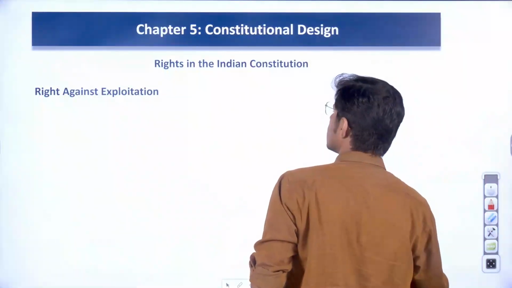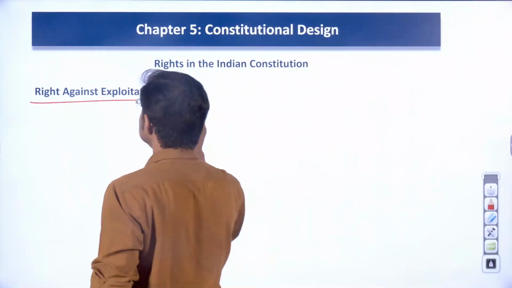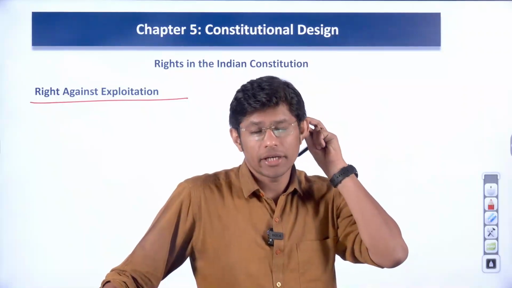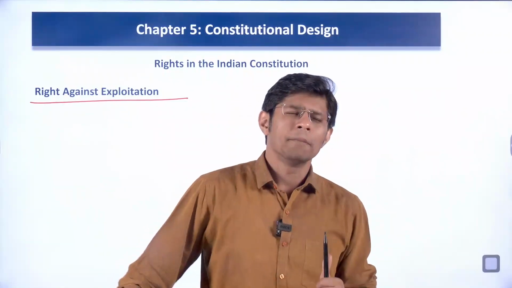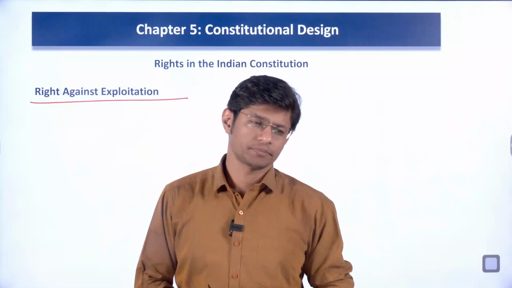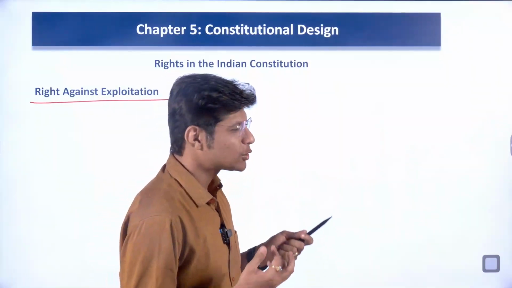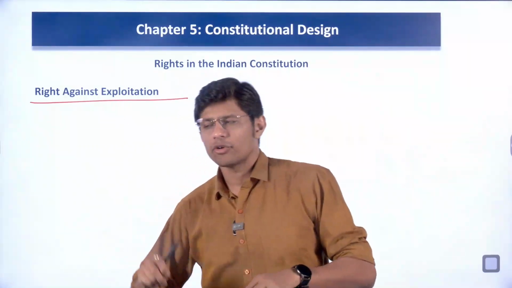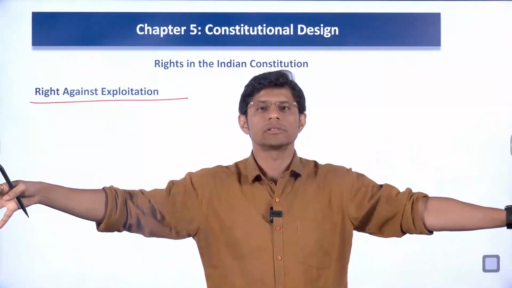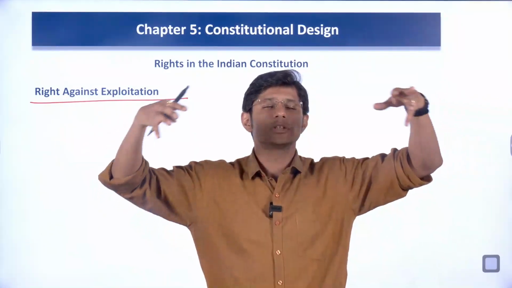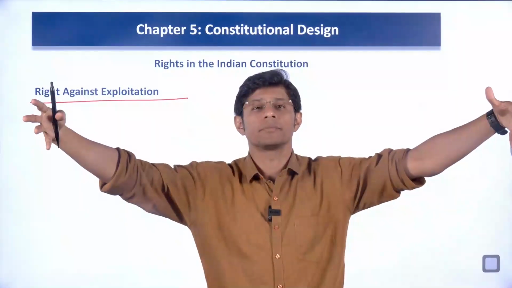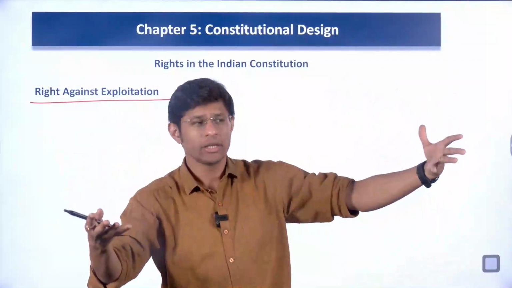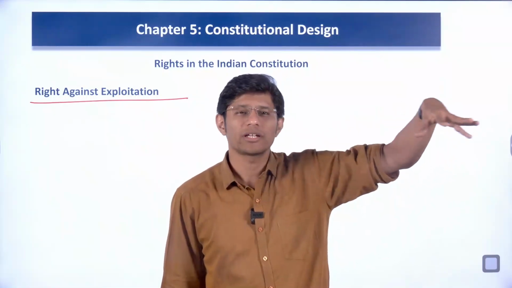Now let us understand another right, that is right against exploitation, which is Article 23 and 24 of the Indian Constitution. In India, millions of underprivileged people face economic and social weaknesses. It is very easy for a rich person to target a poor person, to exploit him. This is what people across the world have been doing. Even you may have done it in your life. You may have tried to exploit a person who is poor.